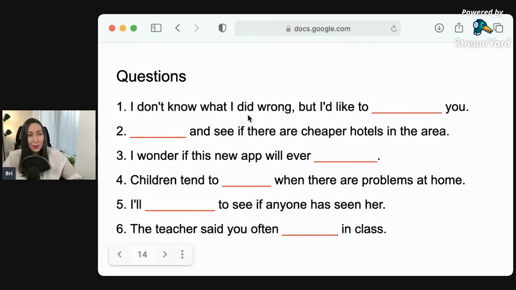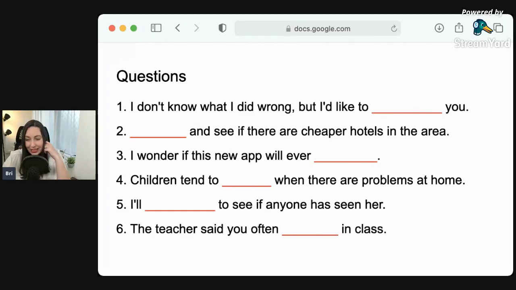Let's try to do number one together. I don't know what I did wrong, but I'd like to something you. So I don't know what I did wrong, but I did something wrong. I don't know what I did wrong, but I'd like to, one of the phrasal verbs we just learned, you. Okay, can anyone remember? I know that we don't have the answers here. Can you remember all of the ones that we learned?